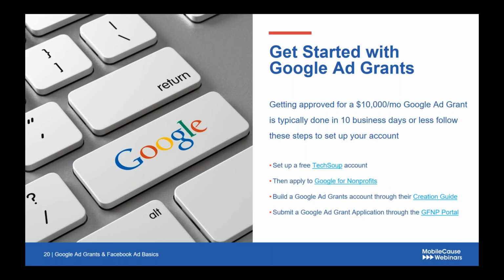And so hopefully by now, if you don't already have the Google Ad Grant, you're very interested in applying. Luckily, good news, like we said, it is pretty easy to get approved if done correctly. So like we say here, it typically can get done in 10 business days. It sometimes depends on Google Ad Grants and Google for Nonprofits team's volume. But in general, we're going to set up a free TechSoup account, which is just a third-party platform that's very easy to go into and set up. Then we're going to apply for Google for Nonprofits. So you have to have TechSoup access to get into the Google for Nonprofits platform.